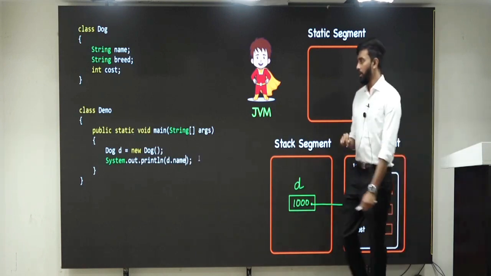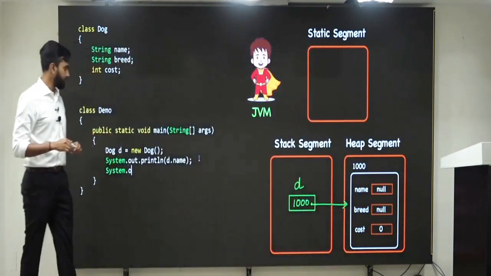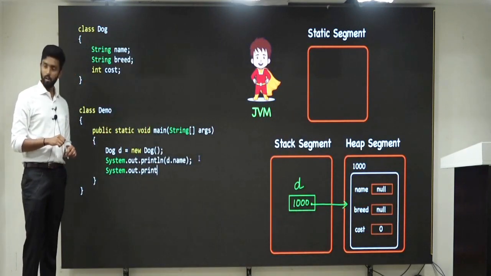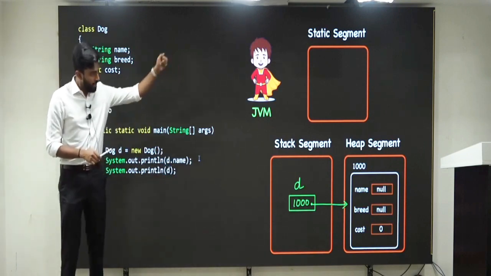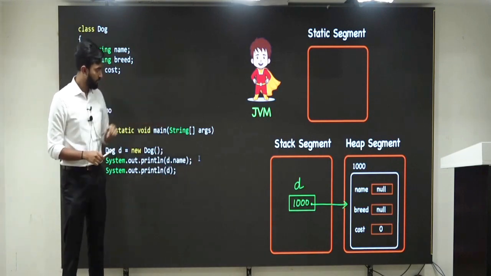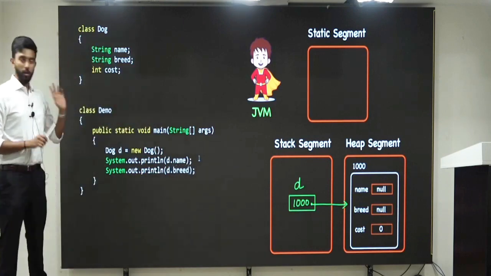Next line. Again I will tell System.out.println. Clear till here? Next. D. You will reach there. 1000. Go inside. Dot. What is it? Breed. Correct. Very good. Now you understood.